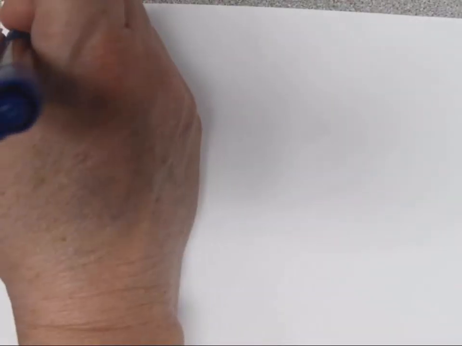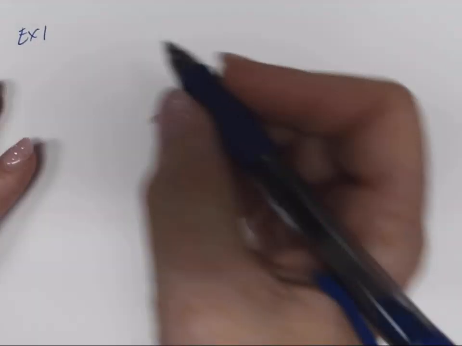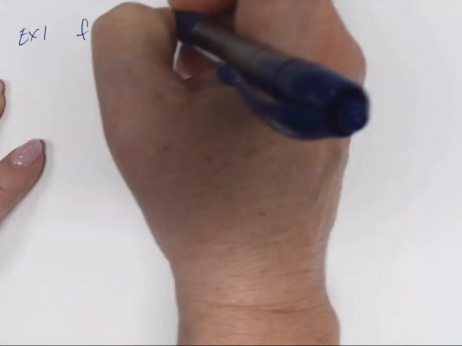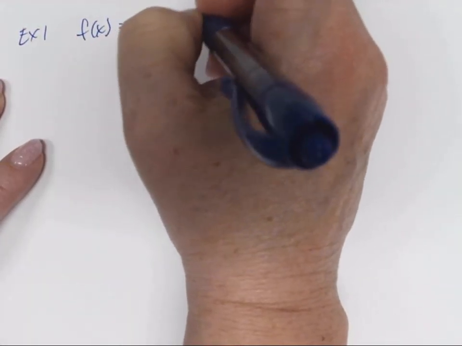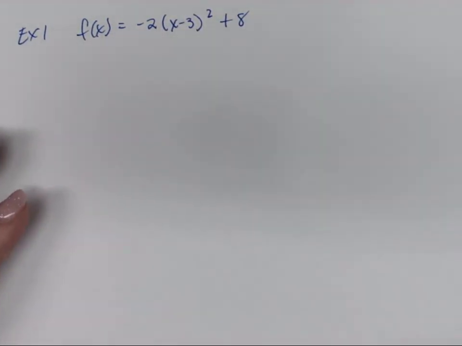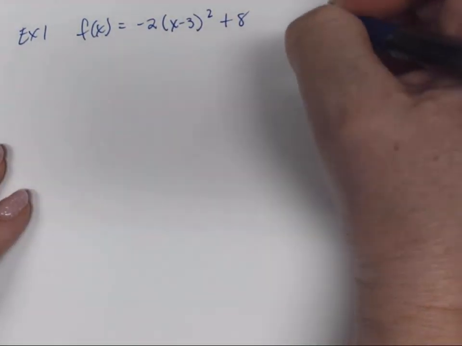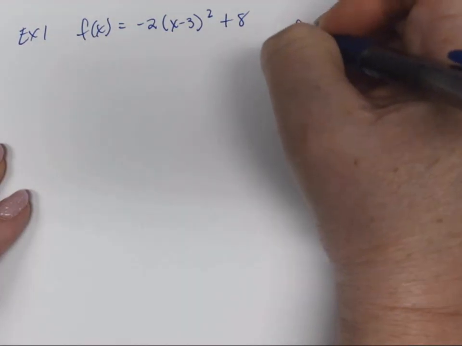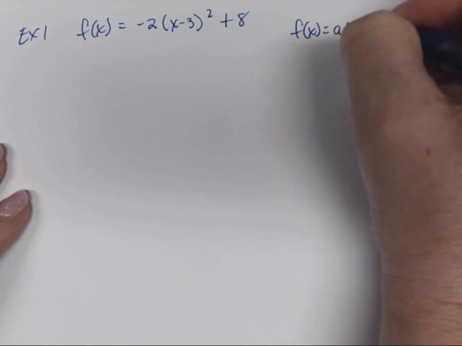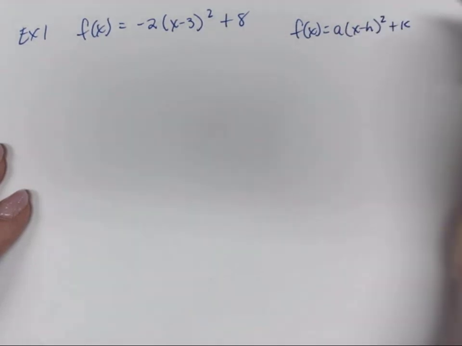All right, so let's get into our first example. We're going to work example 1. We are given the function f of x is equal to negative 2 times x minus 3 squared plus 8. And we are going to graph this using the steps that we just went over. Remember, our formula is f of x is equal to a times x minus h squared plus k.